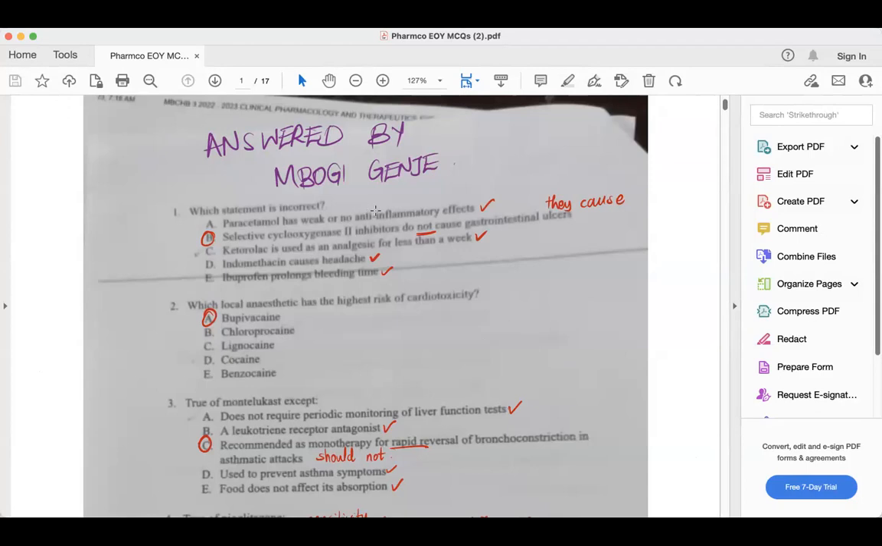Okay, this is the end of year exam which we did, specifically the MCQs. So we'll go and analyze each question as best as we can. Starting with number one, which statement is incorrect?